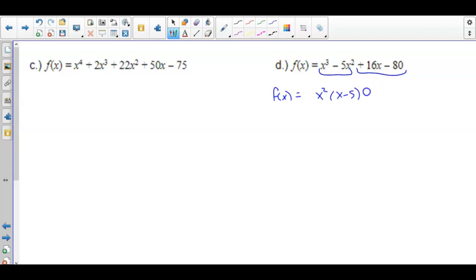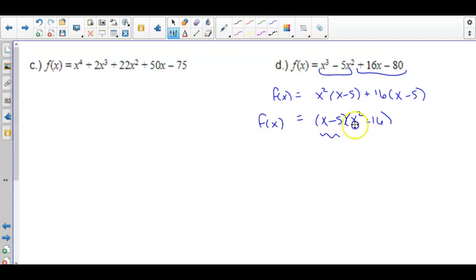And then out of these two terms, I can take out a 16, and I'd be left with x minus 5. So this is going to simplify into x minus 5, and then I have x squared plus 16. And very similar to the last one, this would be my factored form. So this is a lot shorter of a problem. This is my factored form.